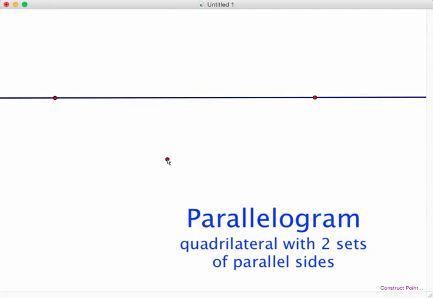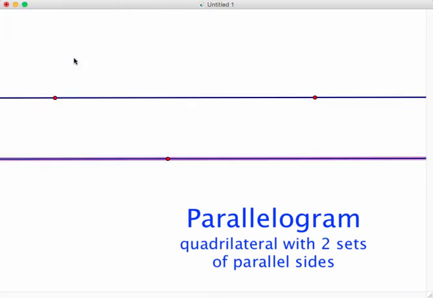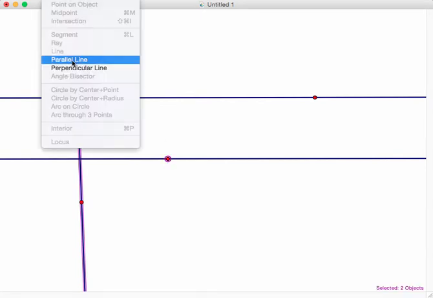So as you can see, I've got one line drawn, and we know that through any point not on that line, there should be exactly one line parallel to my first line. So I'm going to construct that parallel line. Now a quadrilateral has to have four sides, so I'm going to draw another line. Any line will do. And then I'm going to construct a line that is parallel to that.